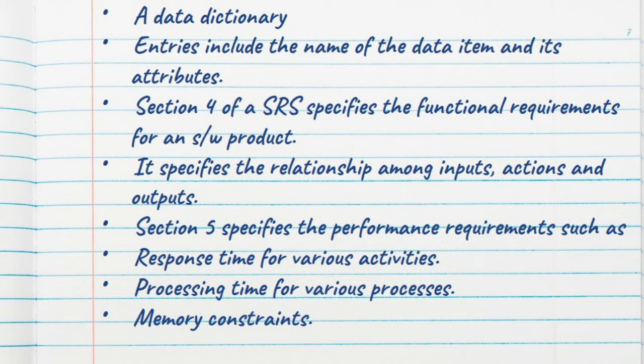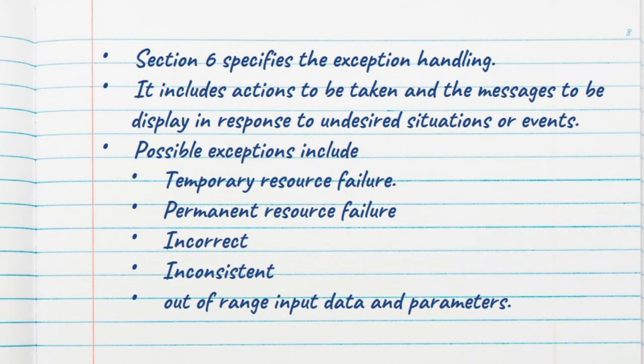Section 5 specifies the performance requirements such as response time for various activities, processing time for various processes, and memory constraints. Section 6 specifies the exception handling. It includes actions to be taken and the messages to be displayed in response to undesired situations or events. Possible exceptions include temporary resource failure, permanent resource failure, and incorrect, inconsistent, or out of range input data and parameters.